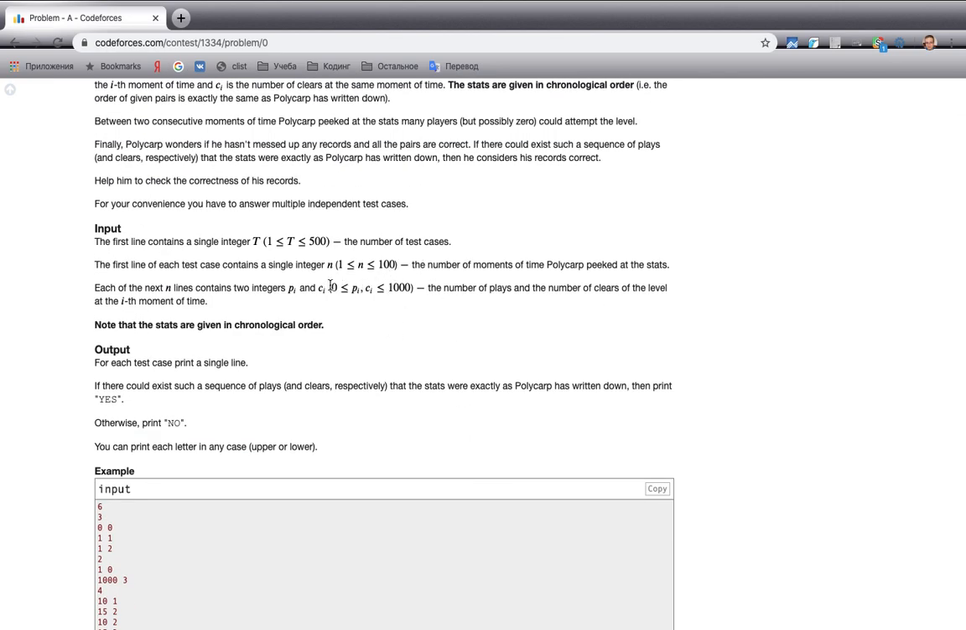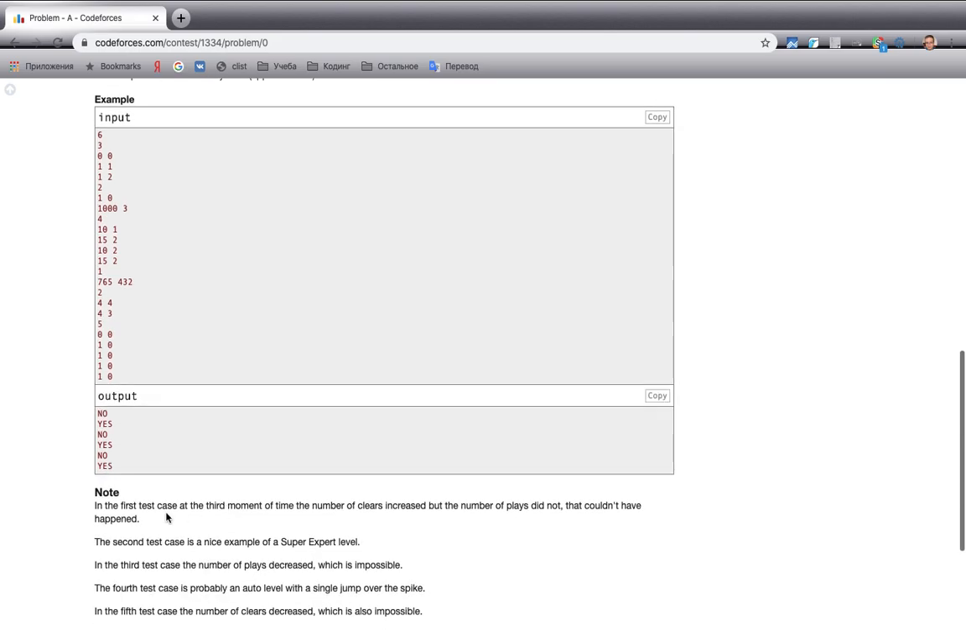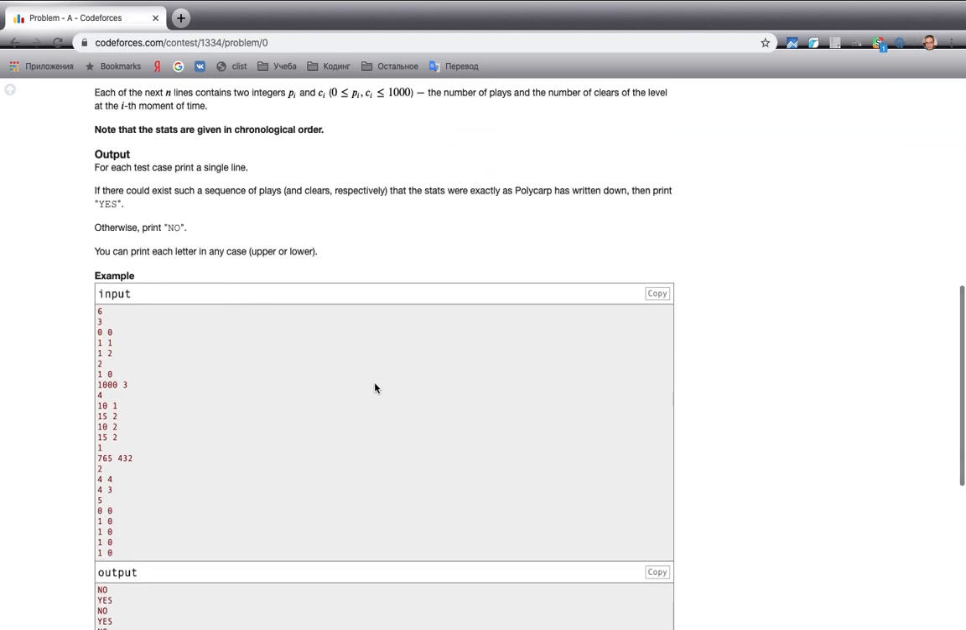We have to check if there were these two counters, then we start the process and record the value of counters in some chronological order, and we have to check if it can be the correct sequence.